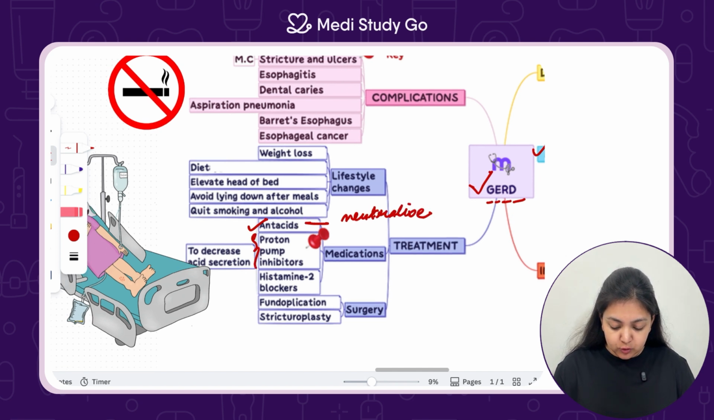Then we can give some proton pump inhibitors like pantoprazole, omeprazole and rabeprazole because they block the proton pump which is responsible for the acidic secretion, and that gives relief to the patient.